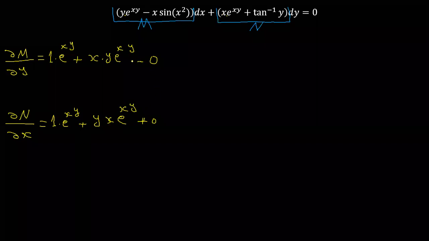Okay. Now check, please. Are those two amounts equal or not? What do you think? This and this? I think they are equal, because x e to the xy plus yx e to the xy is the same. So those are the same. So my equation is an exact equation.